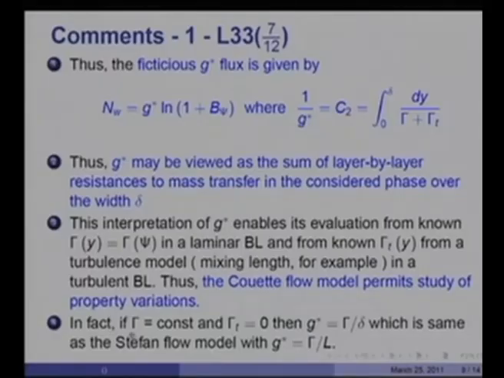In fact, if gamma is equal to constant and gamma t is equal to 0, which is the case of a laminar diffusion problem, then g star would be simply gamma by delta, which is the same as the Stefan flow model, in which g star was shown to be equal to gamma by L. We have recovered most of the features of the Stefan flow model for gamma equal to constant and gamma t equal to 0, and g star would then be gamma by L ln 1 plus B psi, which is what we had shown in the Stefan flow model.